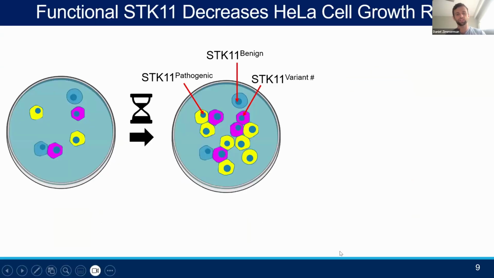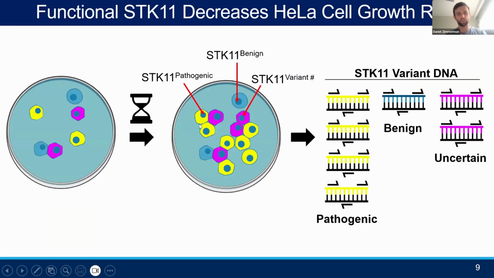So for the selection, essentially what we've done is we've reintroduced STK11 to HeLa cells, which normally do not express STK11. And so reintroduction reduces their proliferation rate because STK11 is a tumor suppressor. And so in a population where each cell receives a single variant of interest, over time, variants that are tolerated, that retain the protein's function, are going to drop out of the population, while variants that are damaging, that are pathogenic leaning, are going to take over the population.